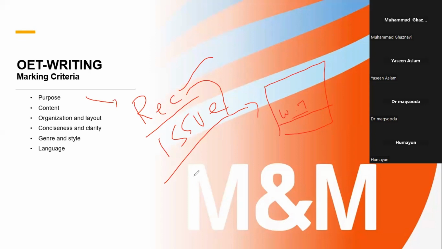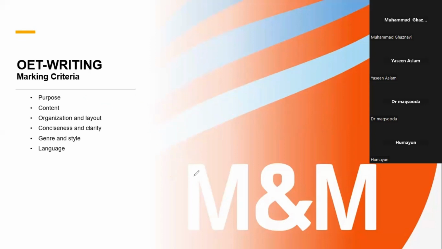Second thing that you have to see is what the issue actually is. If you are writing a letter of referral, a letter of discharge, a letter of transfer, maybe, or a request letter, in any type of letter, you have to see who the recipient is. According to the recipient, you will be organizing the information. So the first criterion is the purpose of writing.